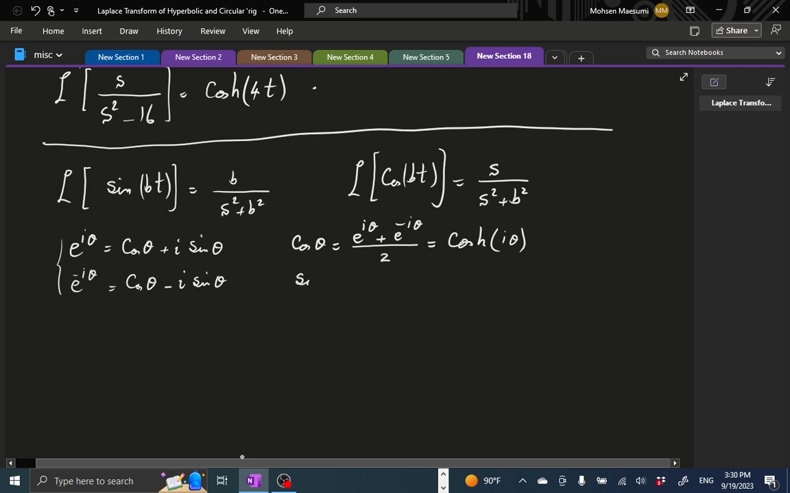Same way with sine. Sine of theta, I can subtract these two. Cosine will cancel. I will have 2i sine theta. When I divide by 2i, I get what I want. So it becomes e to the i theta minus e to the minus i theta divided by 2. And then I will have a factor of i as well. So I'll see that this is 1 over i of sine hyperbolic of i theta.